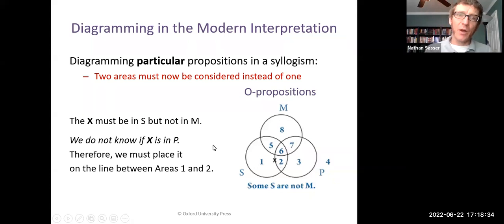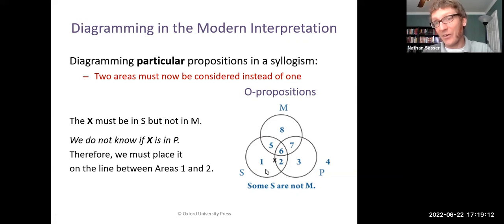The O-type proposition is saying, let's say we've got some S are not M. Here's the S circle, and we want to say some of the S's are in the area that's not 5 and 6. In other words, what area of S is left? Well, you've got 1 and 2. But we don't know whether the some S's that we're talking about are in area 1, if they're not P, or in area 2, if they are P, or whether there's some of both. So we have to put the X on the edge between 1 and 2.